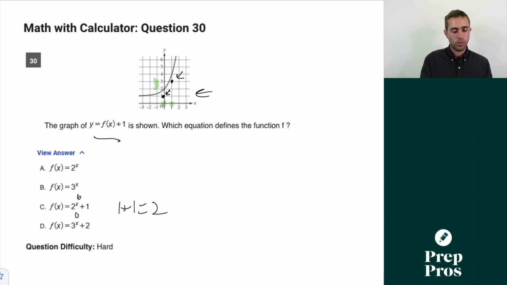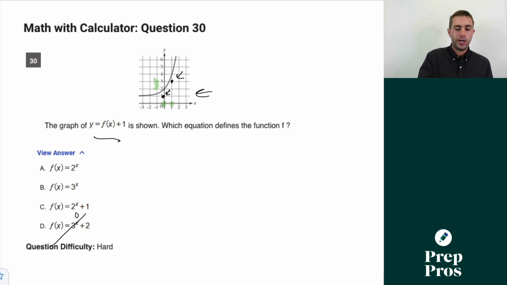which does not equal the one we're looking for, and 1 plus 2 equals 3, which does not equal the one we're looking for. So we get rid of both of those. Now, with both a and b, our first point is going to work, because if we plug 0 in for x, anything to the 0 power equals 1. So both a and b are going to give us a y value, or our output, of 1.